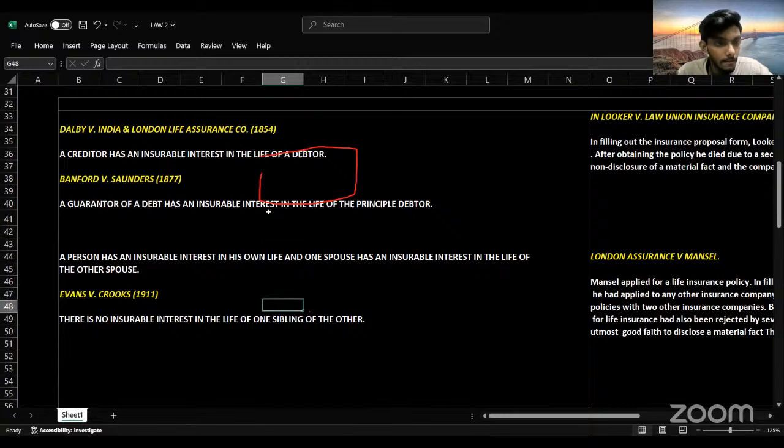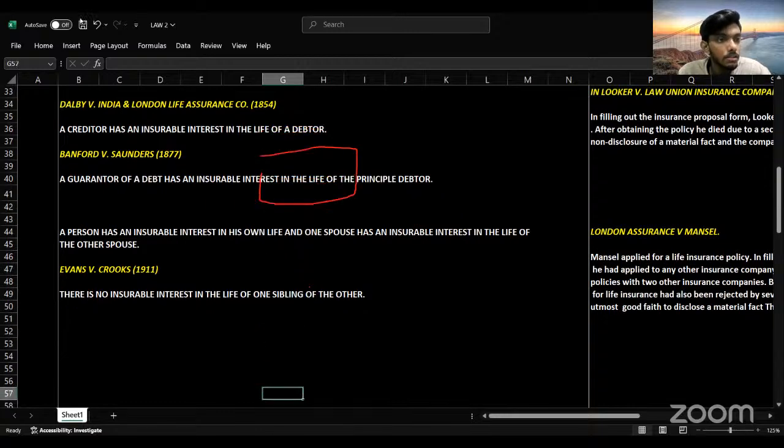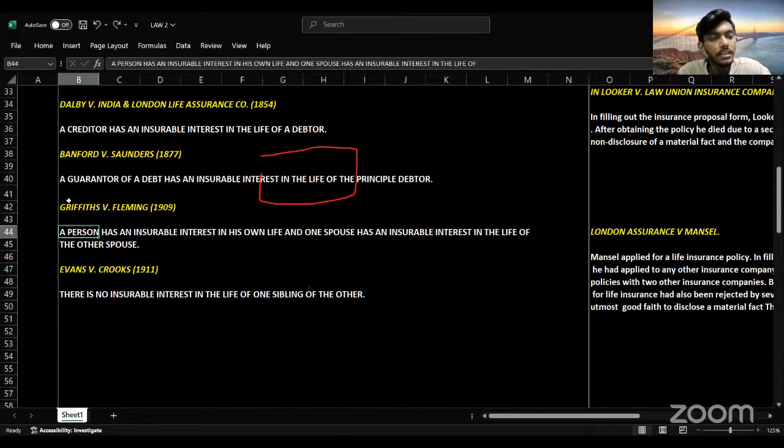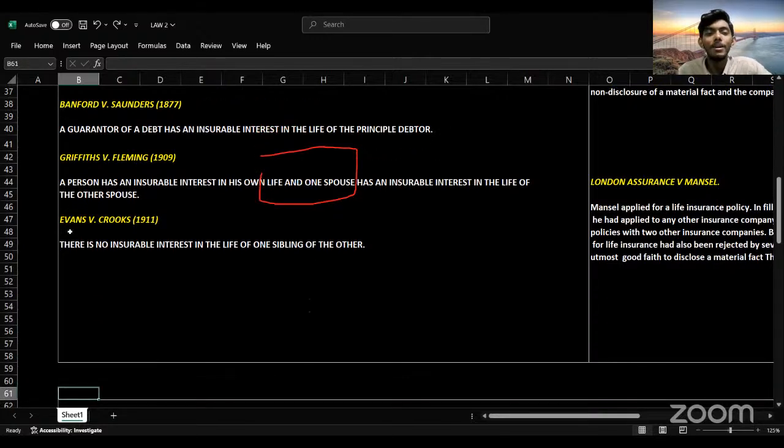Next, a person has unlimited insurable interest over his own life. Obviously, Marvin Chokaranda, with the Papa, the Marvin Chokaranda. Then, the next one is yes.